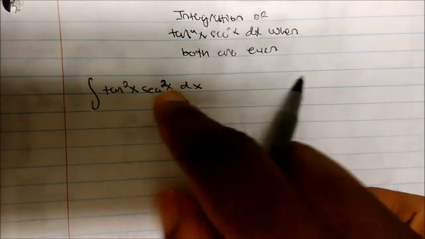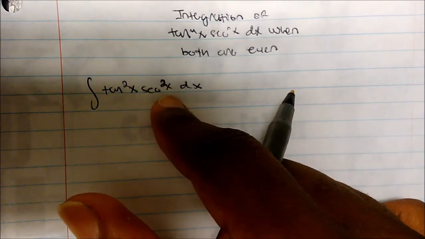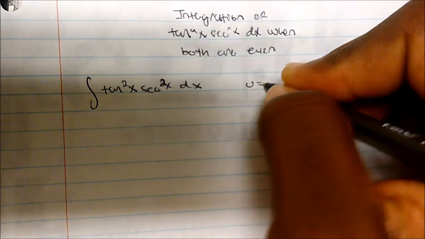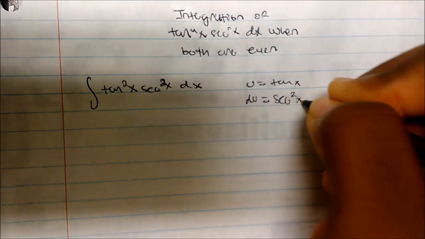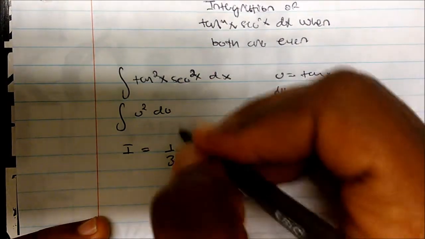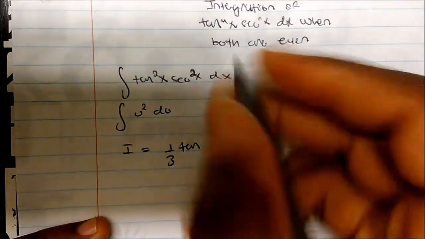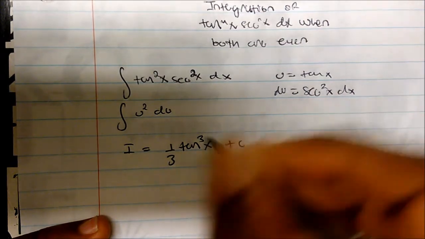So again, when both parts are odd, the integrations are not too bad. If I set u to be tangent of x, then my du is secant squared of x dx. And so I could rewrite this integral as u squared du, and the integral is given by 1/3. What was my u? Tangent of x, so tangent cubed of x plus c.